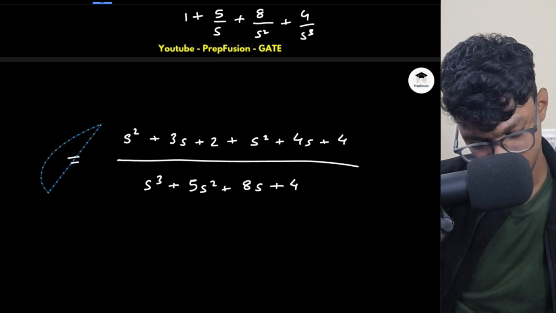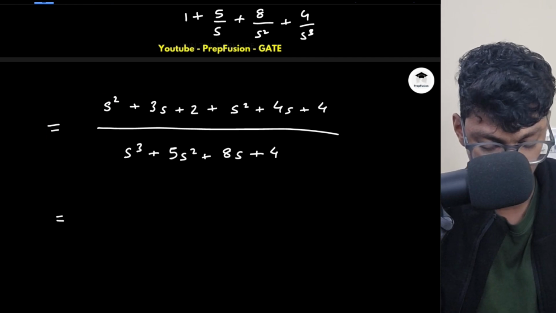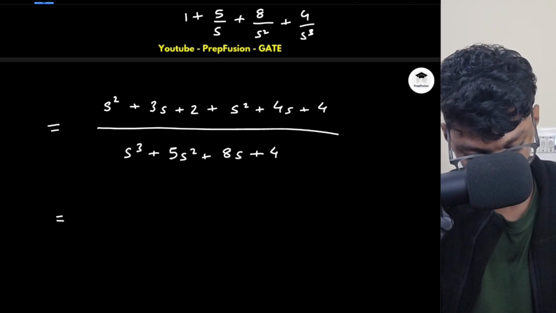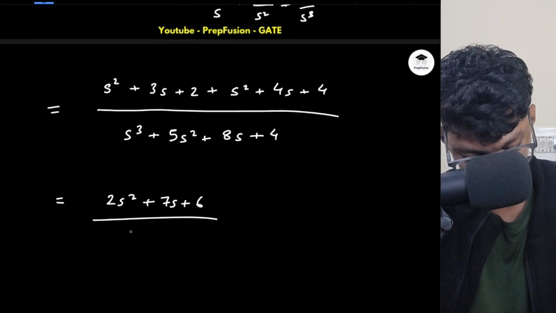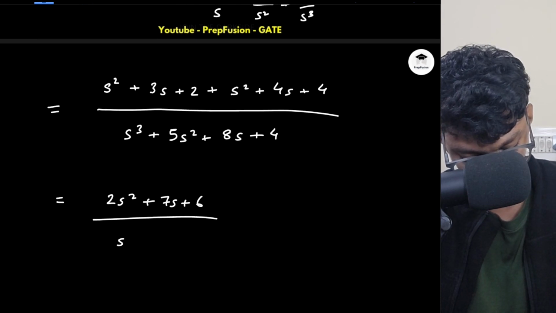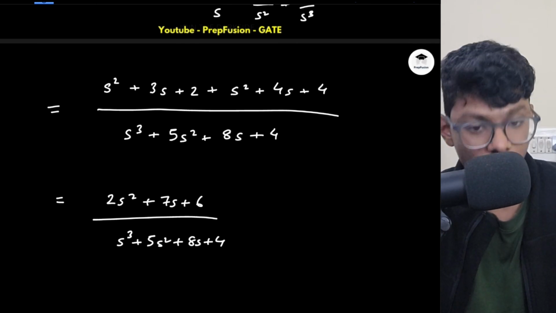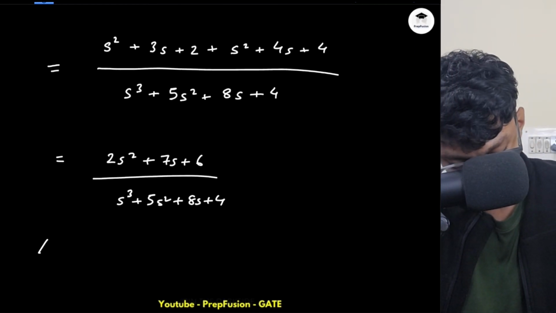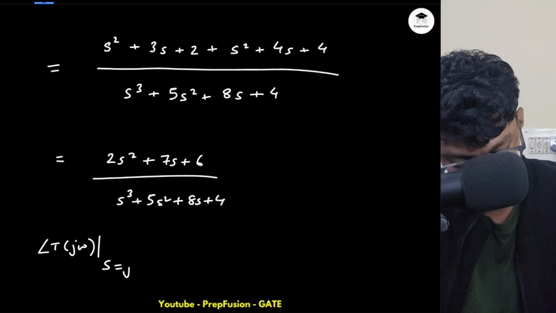Okay, so this will be equal to, now we'll collect the like terms. So 2s square plus 7s plus 6 divided by s cube plus 5s square plus 8s plus 4. Now what do I need to find out? I need to find out the angle of transfer function T of j omega, replacing s with j omega.